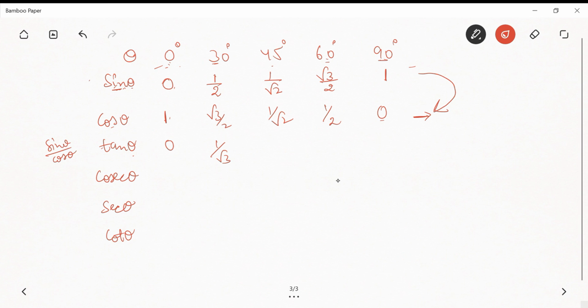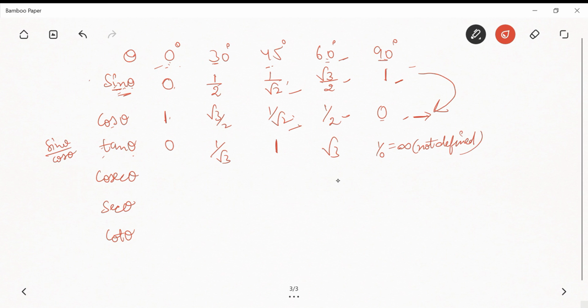Now tan 45 degree is equal to sine 45 divided by cos 45. Correct. If you divide these two numbers, you will get 1. Now tan 60 degree is equal to sine 60 degree divided by cos 60 degree. If you divide these two numbers, you will get root 3. Now tan 90 degree, that is sine 90 divided by cos 90. So 1 by 0 will give you infinity. That is not a defined number. Okay.